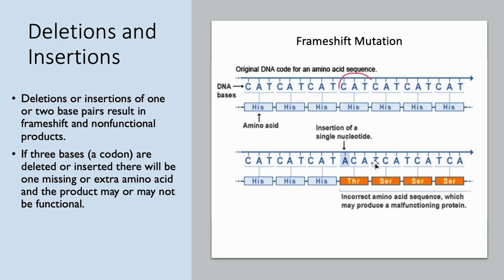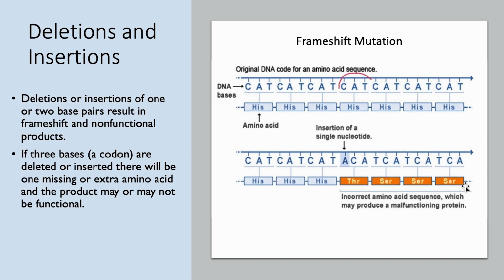Notice here the CAT, the original one. We have the insertion of this A here. So now what is the next sequence? Instead of CAT it is TCA, and this is going to code for serine, and then we continue TCA, TCA, serine, serine, serine. So it produces a totally different protein.